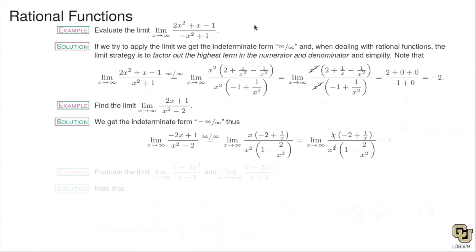So now let's do the limit, and let's look very carefully to see what happens. This 1 over x right here, as x goes to infinity, this 1 over x goes to 0 because the numerator is fixed and the denominator is blowing up. So the entire numerator is going to -2. We have -2 plus 0. In the denominator, the 2 over x squared is going to 0. 1 minus 2 over x squared is going to 1.